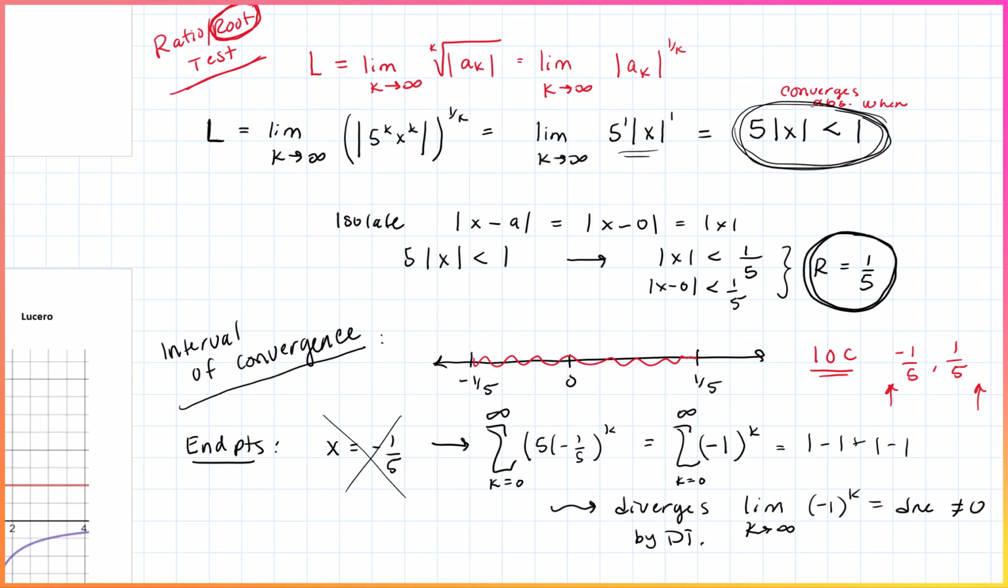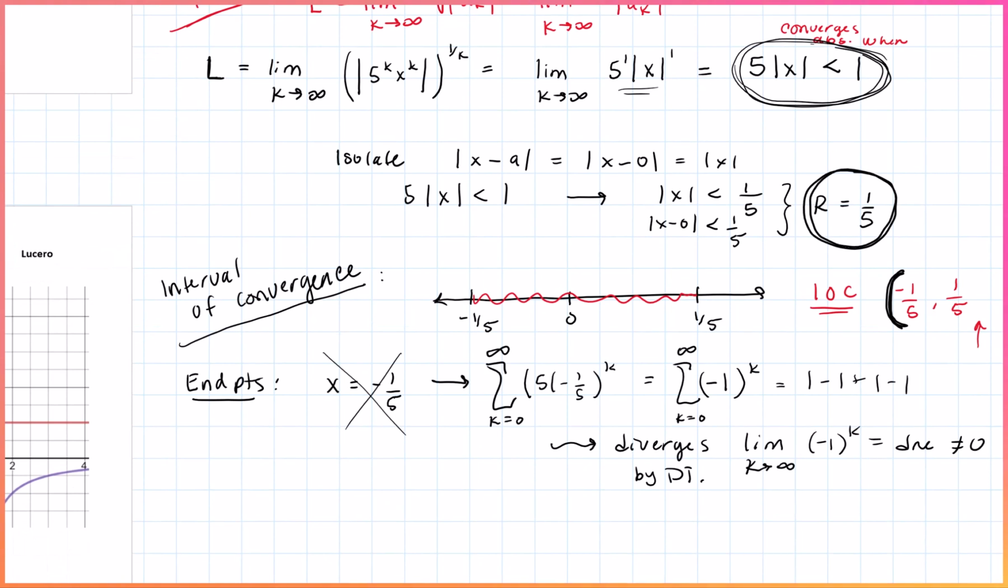So when I come back to my interval of convergence, I have to put a parenthesis. I cannot include negative 1/5. Okay, so we tested negative 1/5. Now we've got to test 1/5.